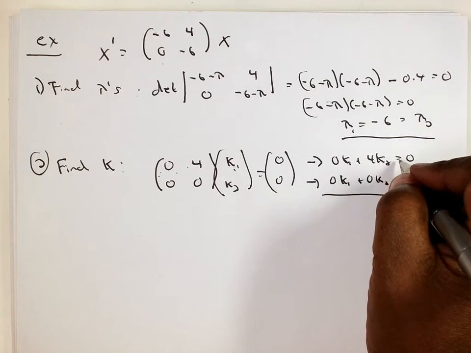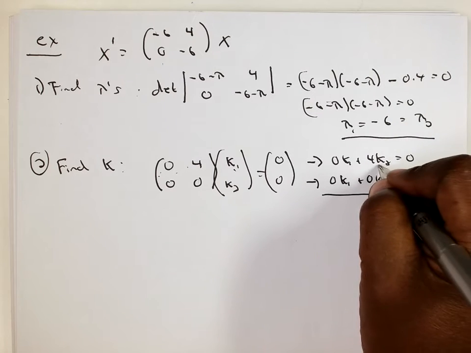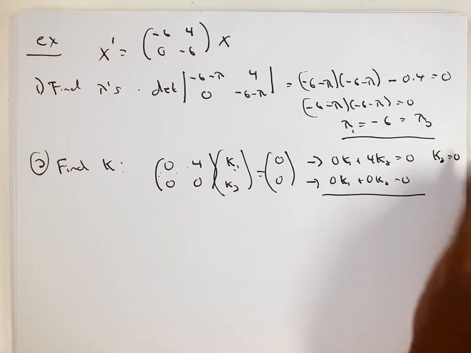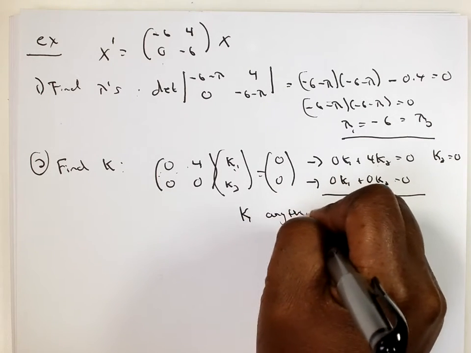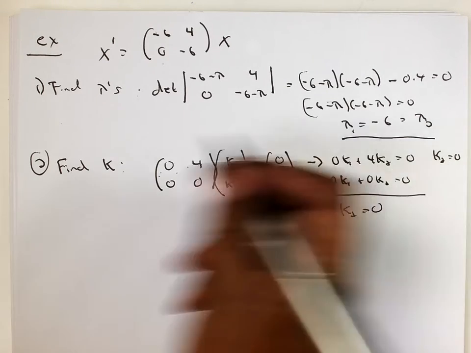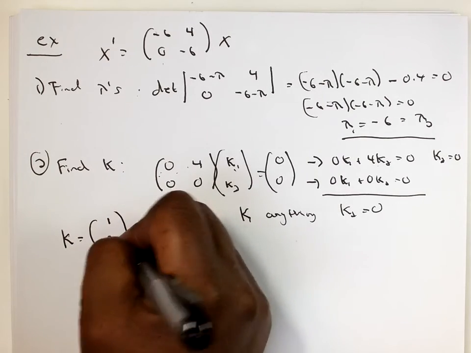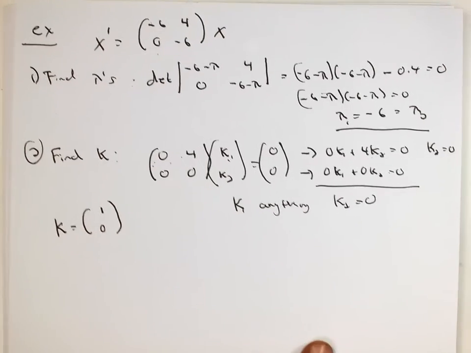For this first one, K1 could be anything. 4K2 is equal to 0, so K2 is equal to 0. So K1 can be anything, and K2 equal to 0. So because it can be anything, we usually pick something really nice like 1. So K1 is just going to be (1, 0).